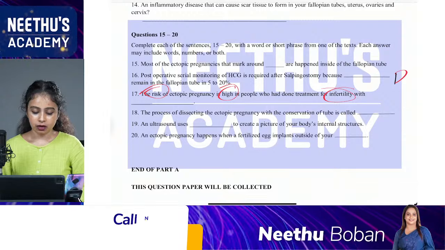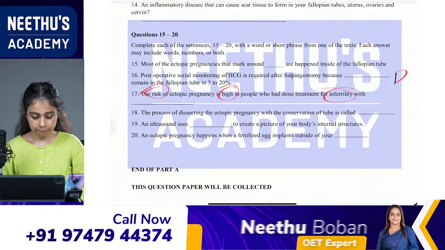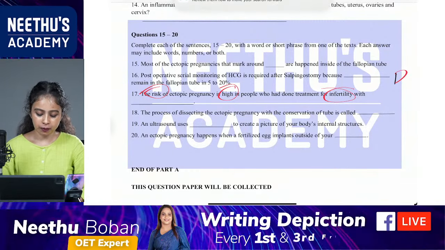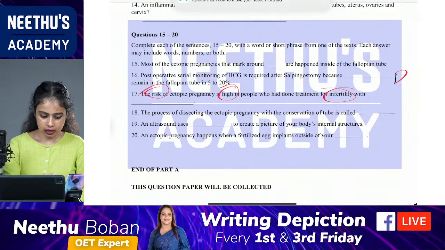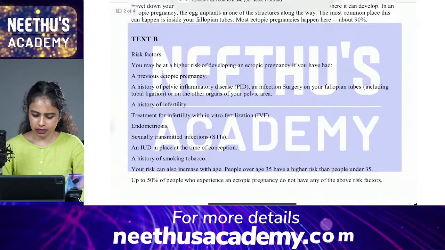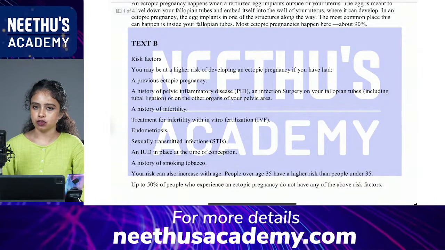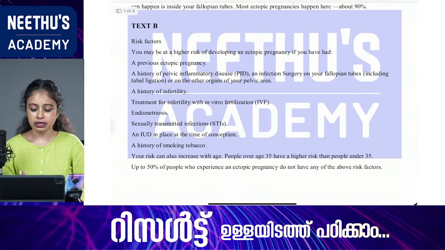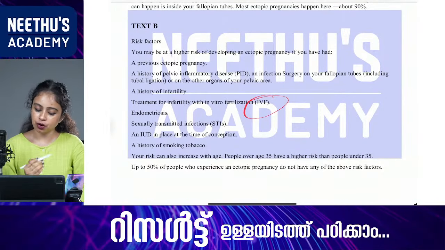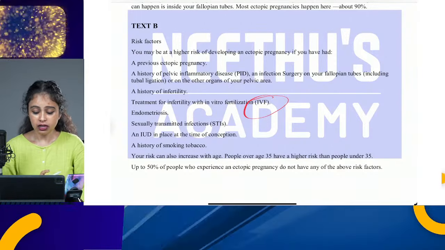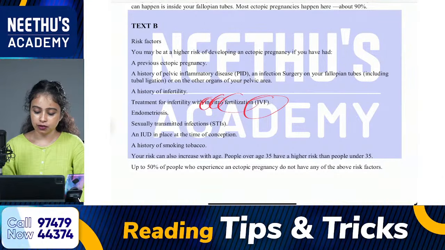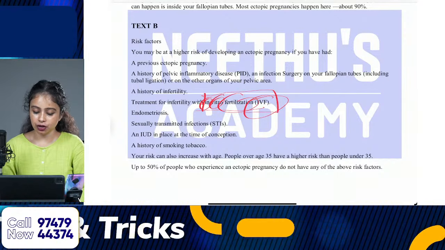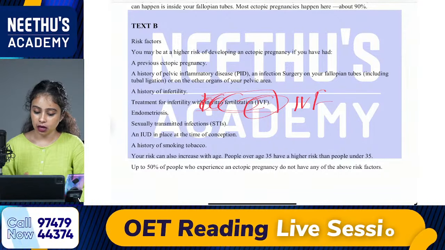Any idea? 17th one. Okay, so that should be IVF. And I think that short form is not mentioned, right? Is it mentioned? Yes. Okay, I'm sorry, it is mentioned. Yes, it is mentioned here so that you can write IVF, or you can write in vitro fertilization. Either you can write in vitro fertilization, or you can write IVF from text B.